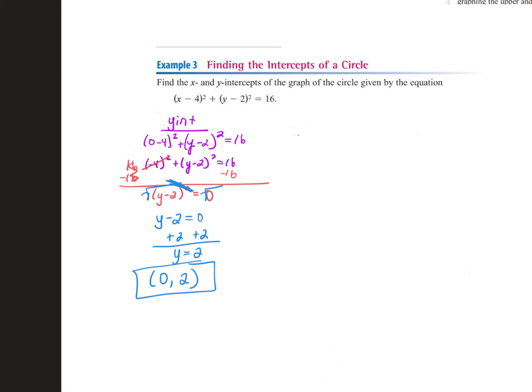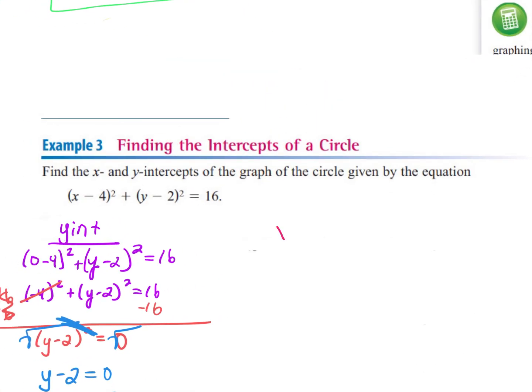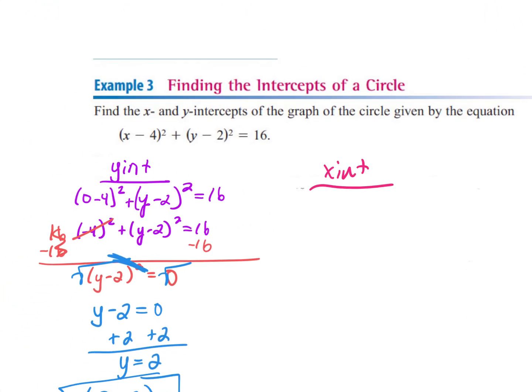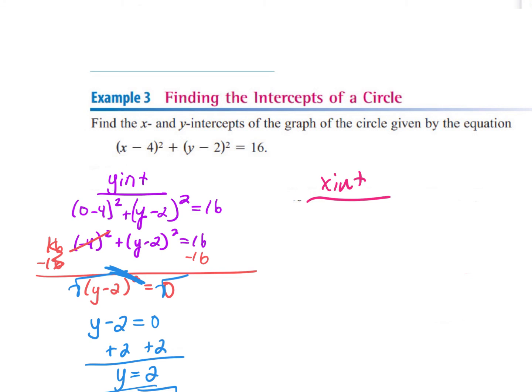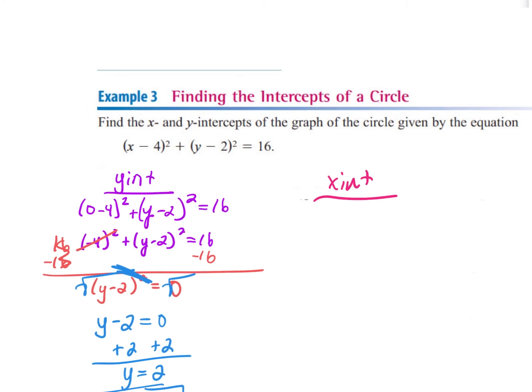Now we're going to do the exact same thing, but what are we going to plug in? No. What did we just find? We found the y-intercept, right? So now we're going to find what? The x-intercept, correct. So I'm going to come over here and find the x-intercept. So in the case of the y, we plugged in 0 for x. So now if we're trying to find x, we plug in 0 for y. So x minus 4 squared plus 0 minus 2 squared equals 16.